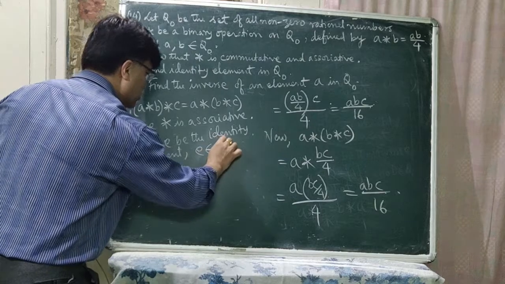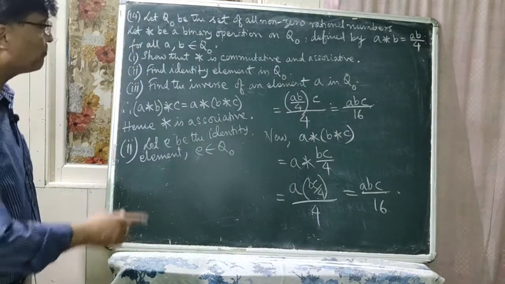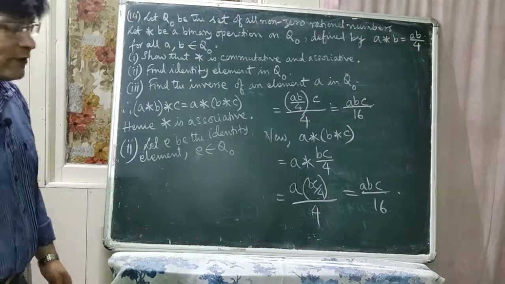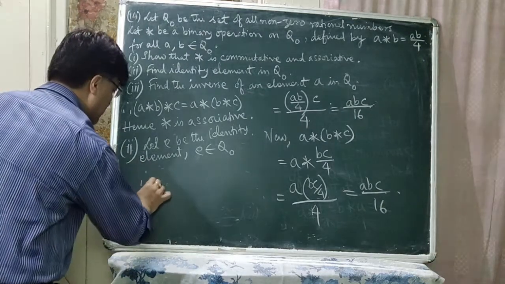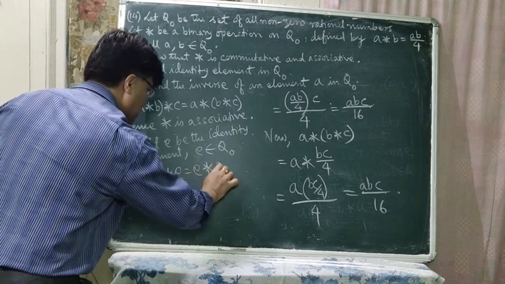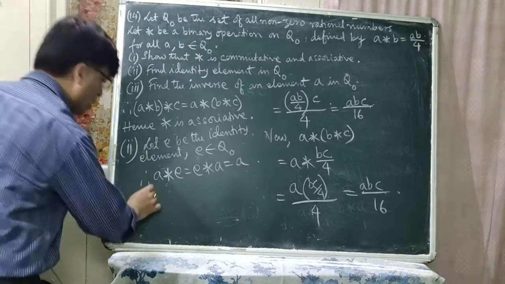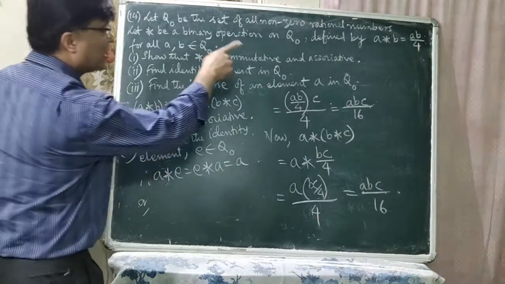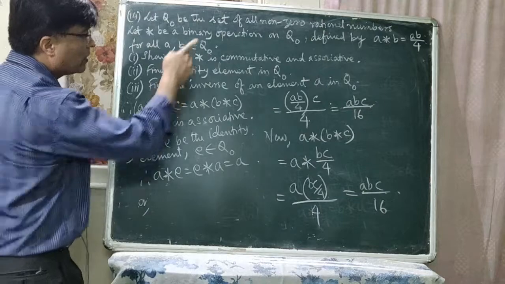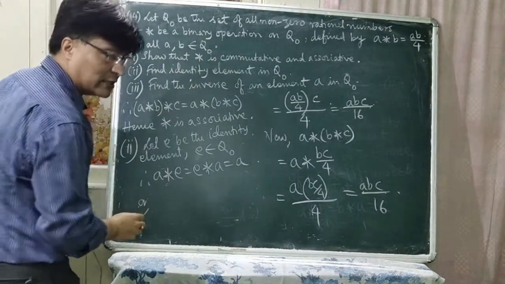That E belongs to the set of non-zero rational numbers. Now from the definition of identity element you can write A star E is equal to E star A is equal to A. Now by definition, what is A star B? It is AB by 4. Instead of A there is A, instead of B there is E. So by definition it is AB by 4.